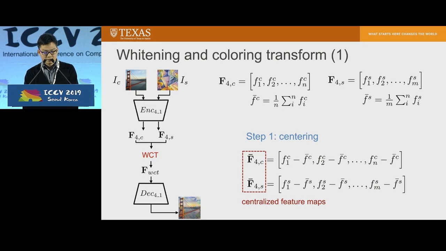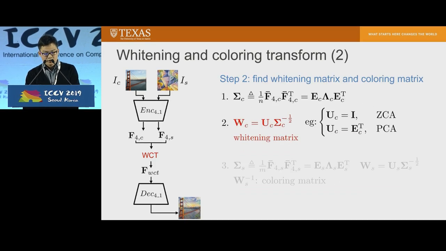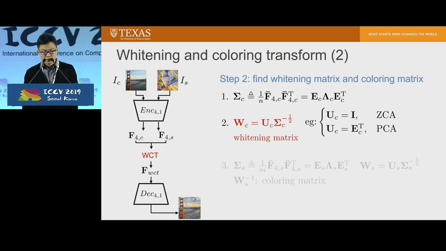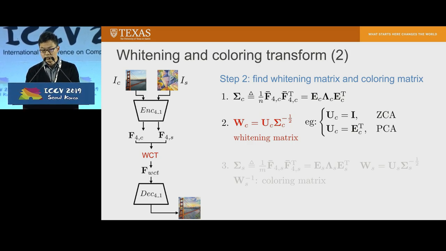So let's look at the autoencoders. The encoder first extracts a content feature map and also a style feature map. And what we do with them first is to centralize them by subtracting their mean column vectors. And then from the covariance of the content feature maps, we can define a whitening matrix, WC, where UC is any arbitrary unitary matrix. So for example, if UC is the identity matrix, it corresponds to ZCA whitening.